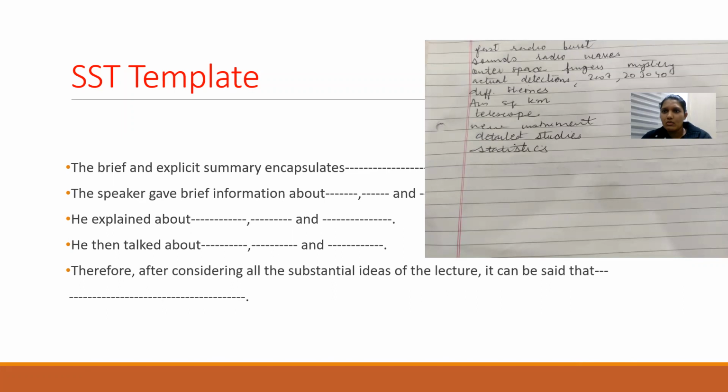He explained about outer space, fingers, and mystery. He then talked about actual detections, different square theories, and Australian square kilometer. Therefore, after considering all the substantial ideas of the lecture, it can be said that the lecturer is providing crucial information about new instrument, detailed studies, and statistics. Or if you can write a phrase with "that", you can write that too.